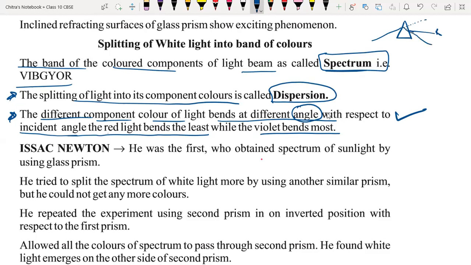Okay, so this is the red and this is the violet. The angle from here to here is the angle of deviation for red color, and the angle from here to here is called the angle of deviation for violet color. So the angle of deviation for violet color is higher as compared to the angle of deviation for red color.